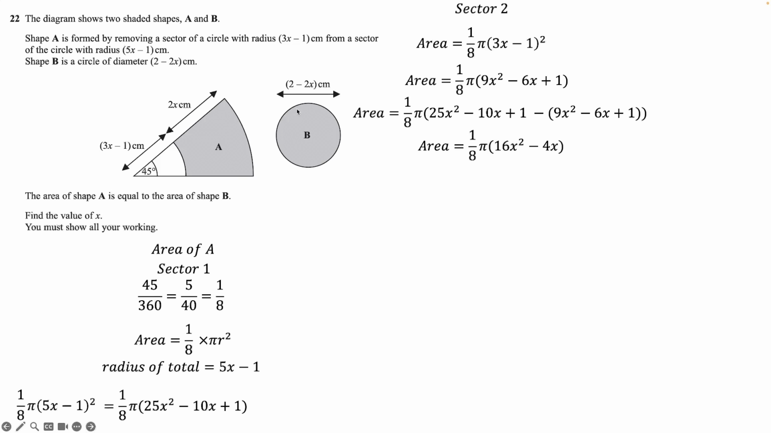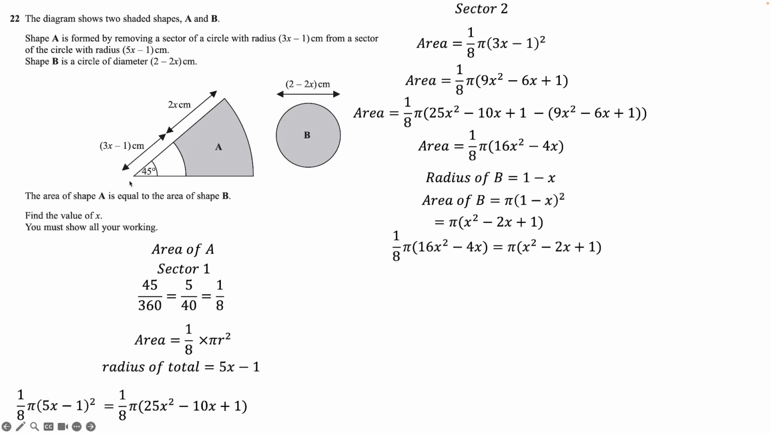Well, we need to find the radius of B, but it gives us the diameter. So the radius is going to be the diameter divided by 2. So the radius of B is 1 minus x. And so the area of B is going to be pi times r squared, r being 1 minus x. Again, expand these brackets, we get x squared minus 2x plus 1. So this is the area of B, this is the area of A.